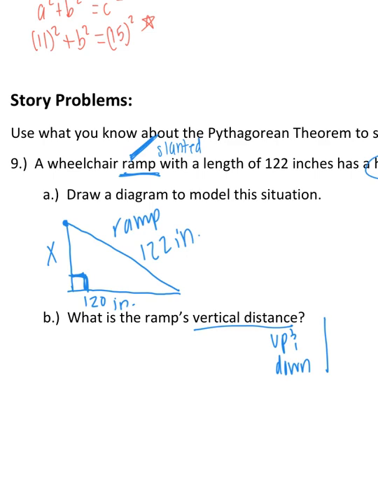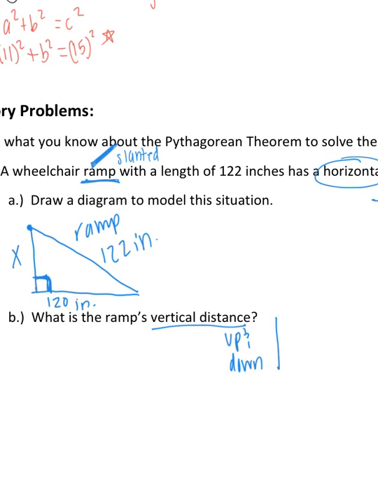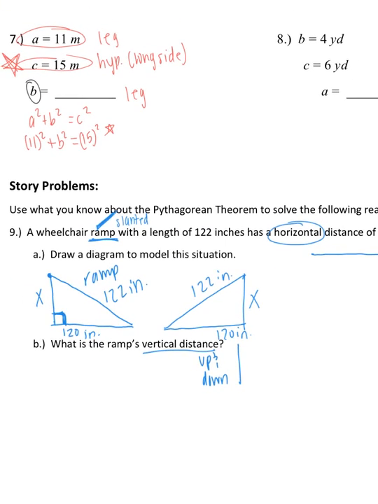And again, you could have drawn the triangle the opposite way. You could have drawn the ramp going this way. This would still be your horizontal distance, and then you're still trying to find this. So it's the exact same picture, just flipped the other way. But the math doesn't change.